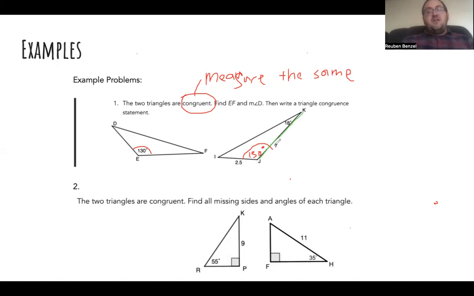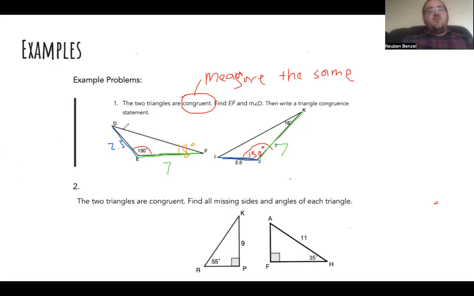Over here, this side is 7. And I can see that this triangle is slightly rotated, so that side also has to be 7 as well. Or I might do another color, like that 2.5. And that side would also have to be 2.5. And the 18 could carry over to the smaller angle on the other triangle, so that would be 18 degrees.